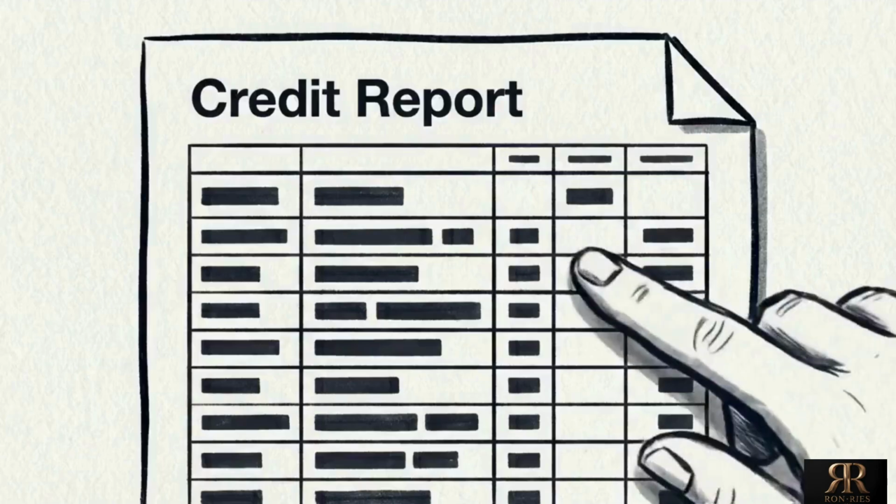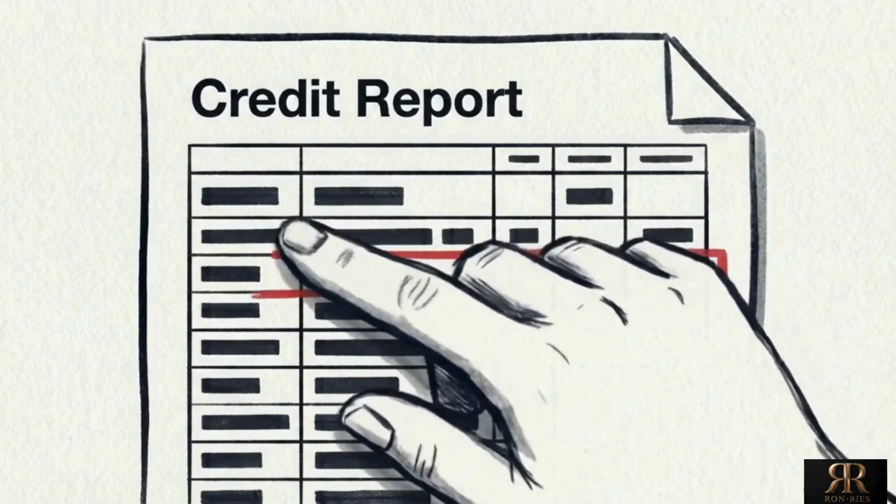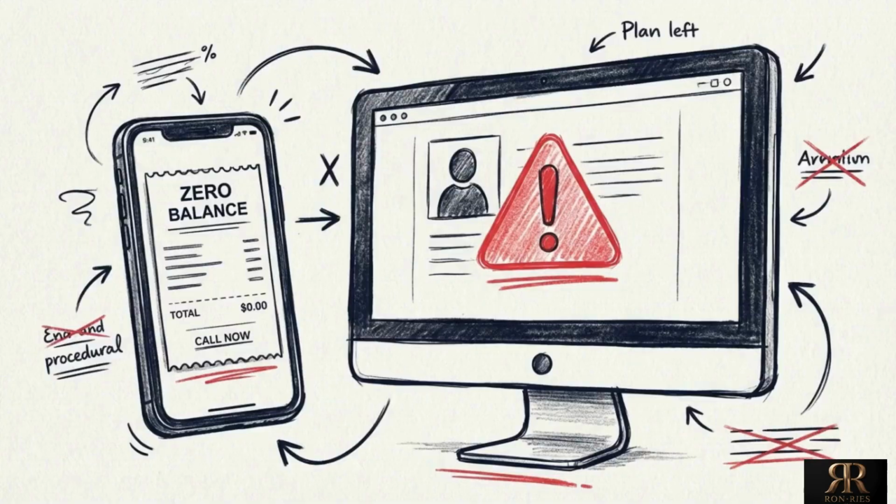Step 2 is the audit. You need to review the report line by line to identify specific errors. Look out for accounts you do not recognize, court judgments that were incorrectly granted, or accounts you have already settled that still appear as active.